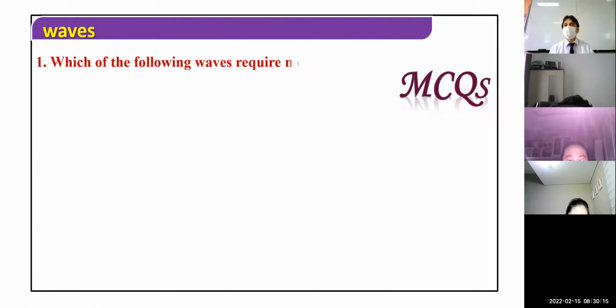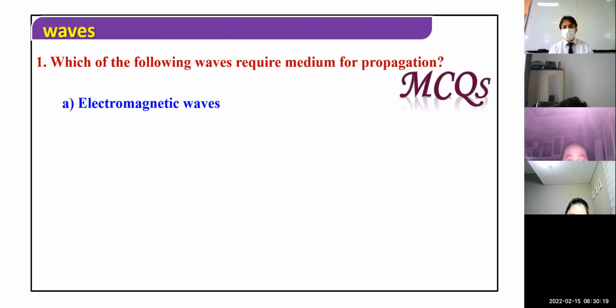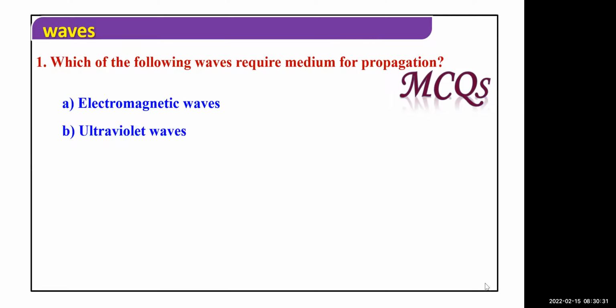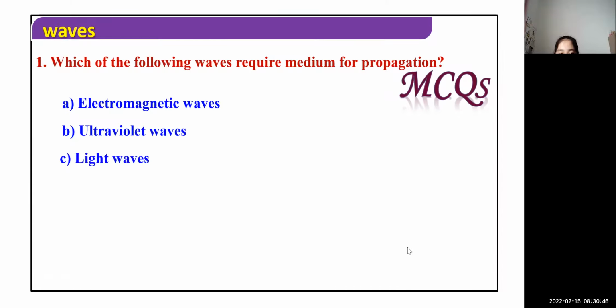Now we have some questions for practice. Whatever we have discussed, children, now I want to ask a few questions one by one. The first question is for Natania. Please read this statement, Natania. Which of the following waves require a medium for propagation? I'm giving you options. First option, electromagnetic wave. Second, UV, ultraviolet waves. Third, light waves. And the fourth, sound wave. Which of the following require a medium for their propagation, out of these four, Natania?